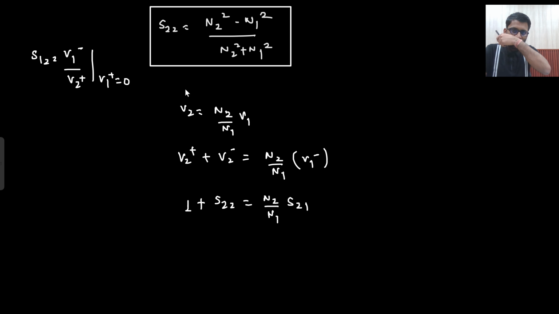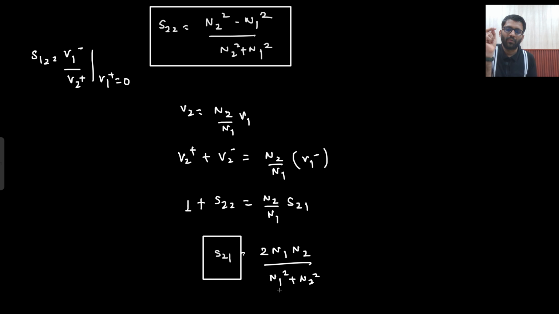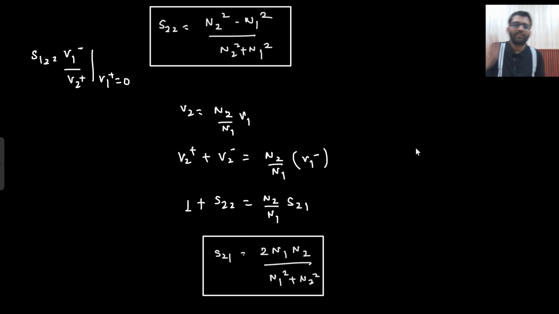So if you add 1 here, from here I can see that S21 will be 2N1 square, then N1 by N2. So I am getting 2N1 N2 upon N1 square plus N2 square. So what kind of parameters are you getting? So what is your S matrix?